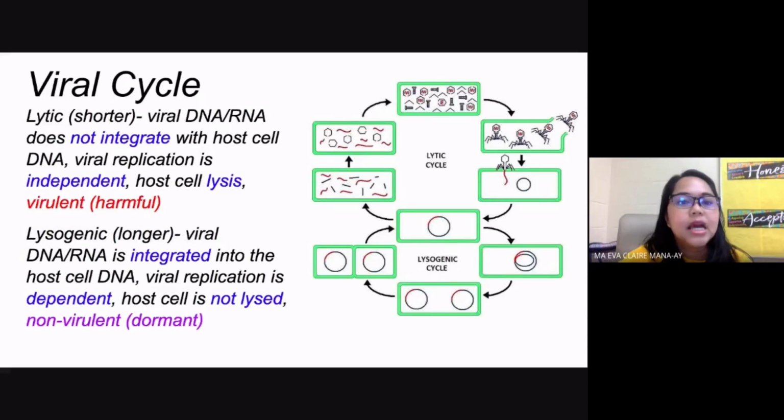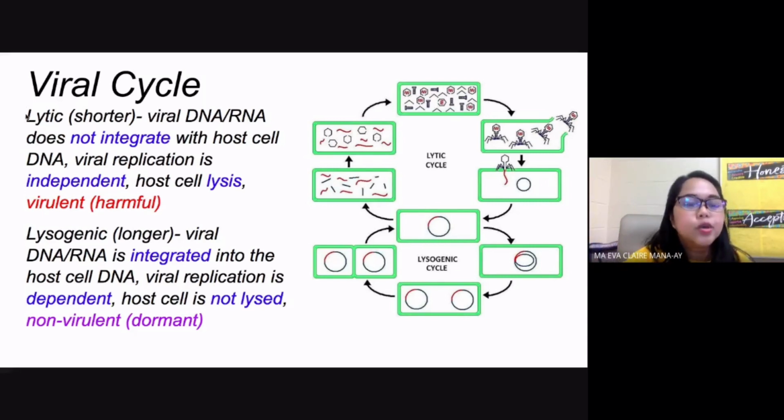Now, this here is your viral cycle. If you notice, we don't call this a life cycle, because we say these viruses are not really living. So we just call this a viral cycle. This usually would come out in your EOC. You are going to be taking your common assessment today. I don't know what the items are, so make sure that you pay attention. This might be in your common assessment today.